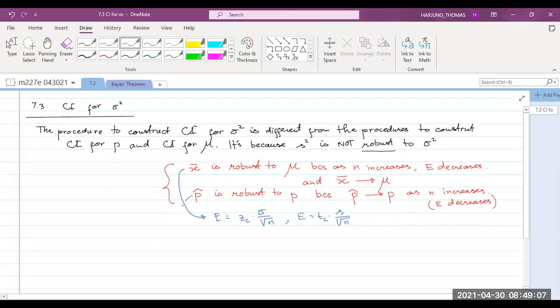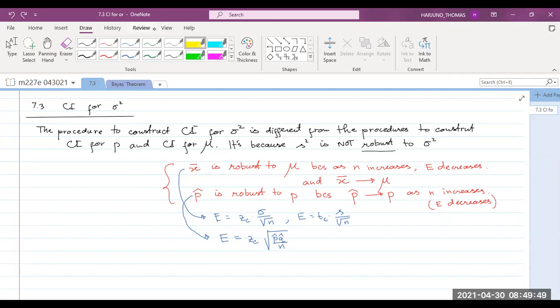For population proportion, to construct a confidence interval, we also have the same situation, where the margin of error is the critical value times the square root of p hat q hat over n. You see, the larger the sample size, the smaller the margin of error. And therefore, the sample proportion that we have gets closer and closer to the actual population proportion.